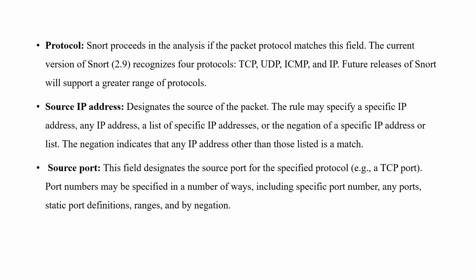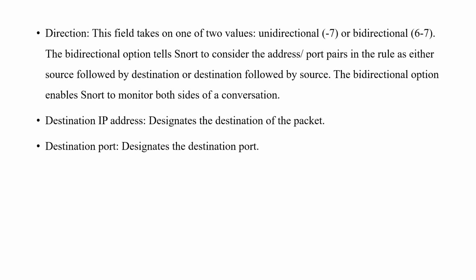The negation indicates that any IP address other than those listed is a match. Next is source port. This field designates the source port for the specified protocol. Direction. This field takes one of two values, unidirectional or bidirectional. Next is destination IP address. It designates the destination of the packet. Next is destination port. It designates the destination port.